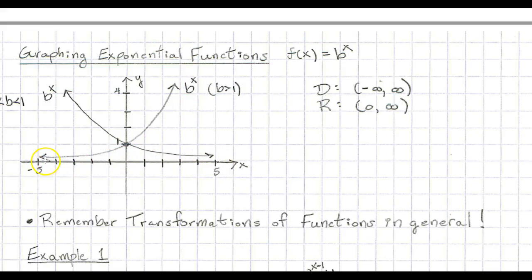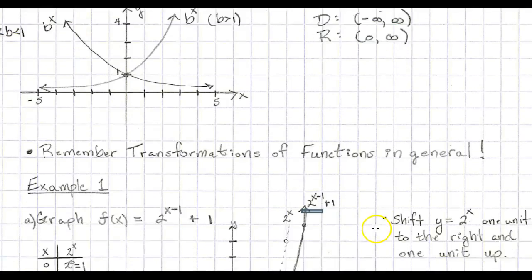But it can get closer and closer to 0. If b is greater than 1, it has a horizontal asymptote of y equals 0 as x approaches minus infinity. If b is between 0 and 1, it has a horizontal asymptote of y equals 0 as x approaches positive infinity. And then just remember transformations of functions in general.